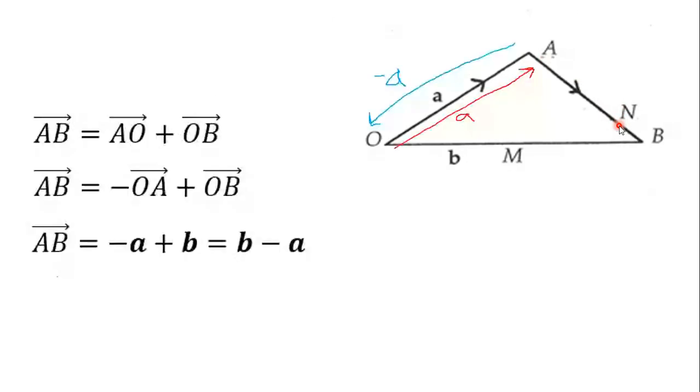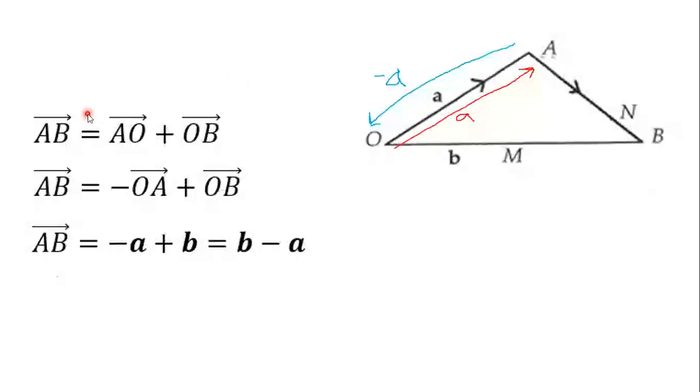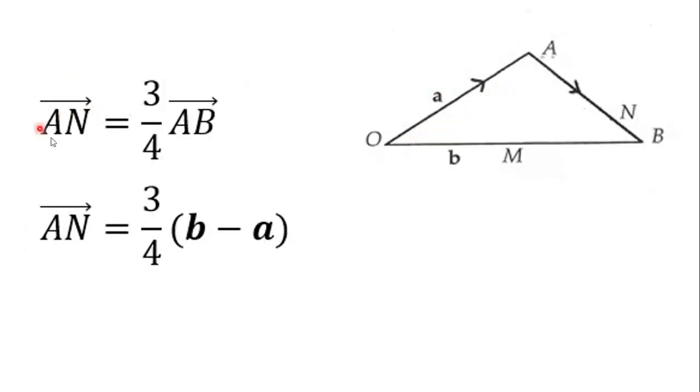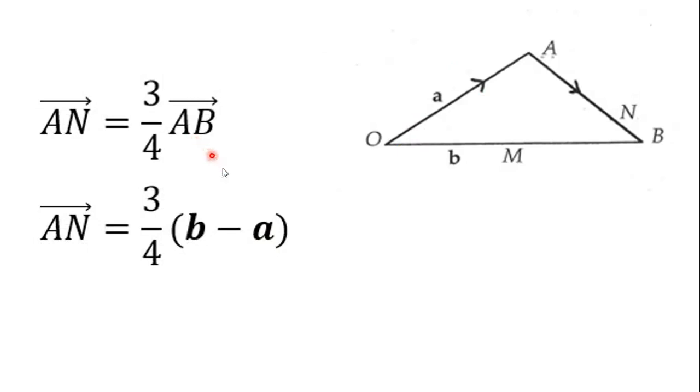Let's go back to our question and notice what they tell us. They say that AN equals 3 over 4 AB. So let us use that understanding. The vector AN is equal to 3 over 4 AB. But what is AB? Remember we saw that AB is b minus a from the previous question. And so all we need to do is substitute what AB is, which is b minus a. And so AN equals 3 over 4 times (b minus a). And that's our answer for this one.